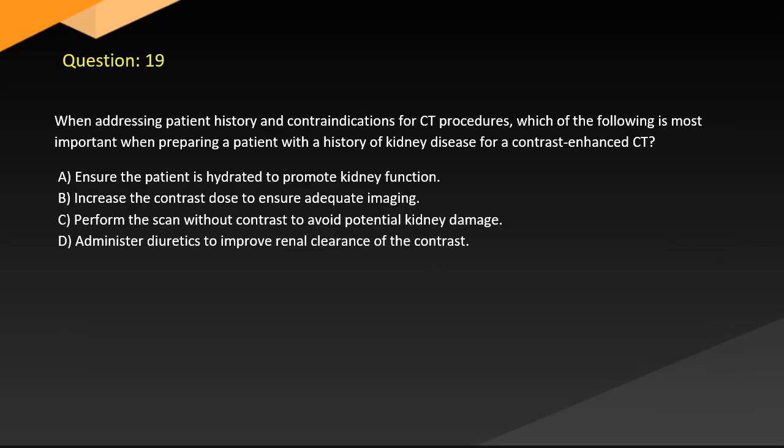Question 19. When addressing patient history and contraindications for CT procedures, which of the following is most important when preparing a patient with a history of kidney disease for a contrast-enhanced CT? A. Ensure the patient is hydrated to promote kidney function. B. Increase the contrast dose to ensure adequate imaging. C. Perform the scan without contrast to avoid potential kidney damage. D. Administer diuretics to improve renal clearance of the contrast.